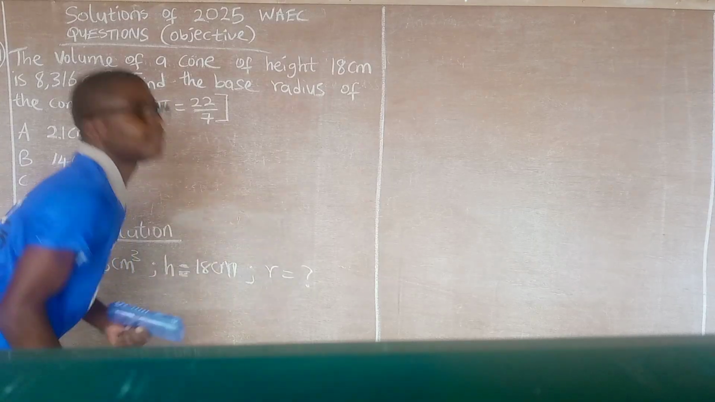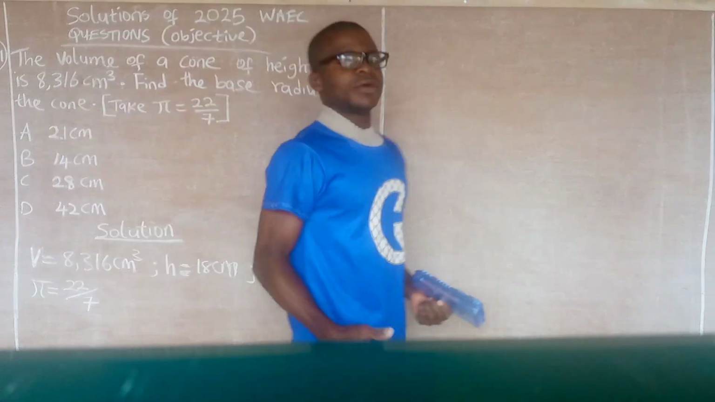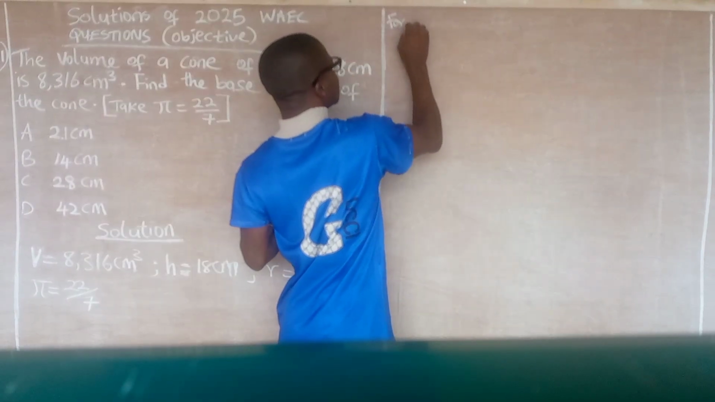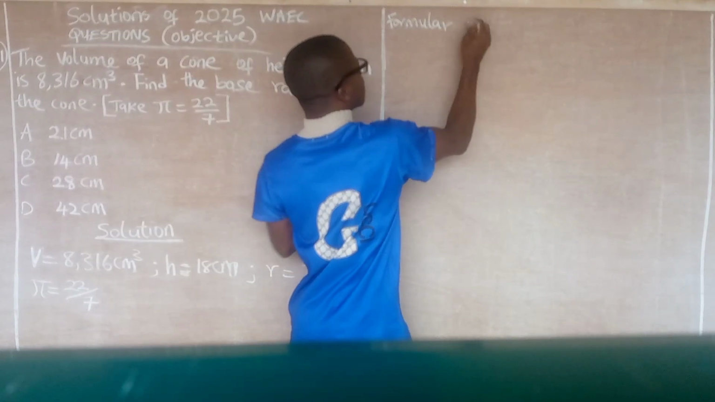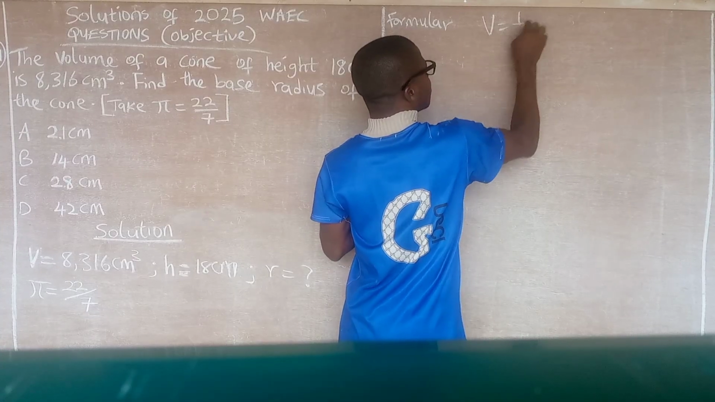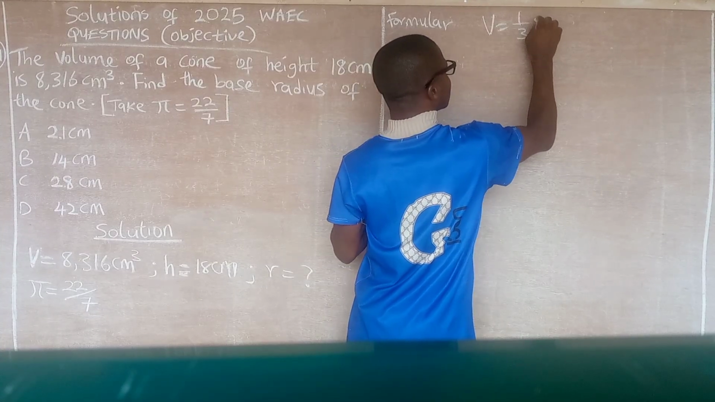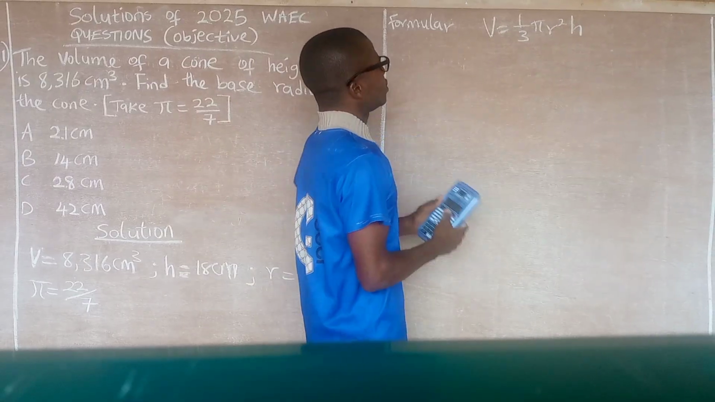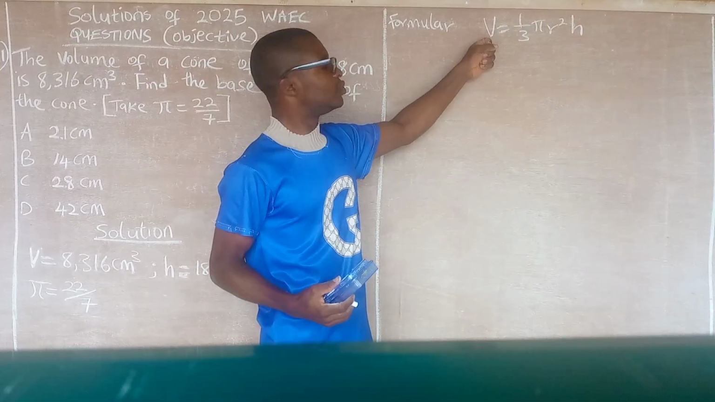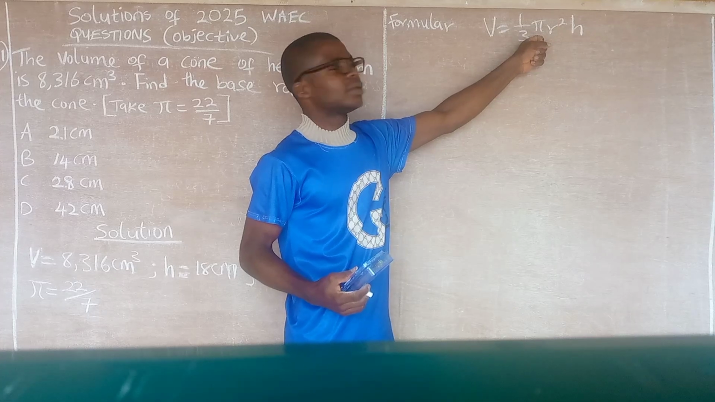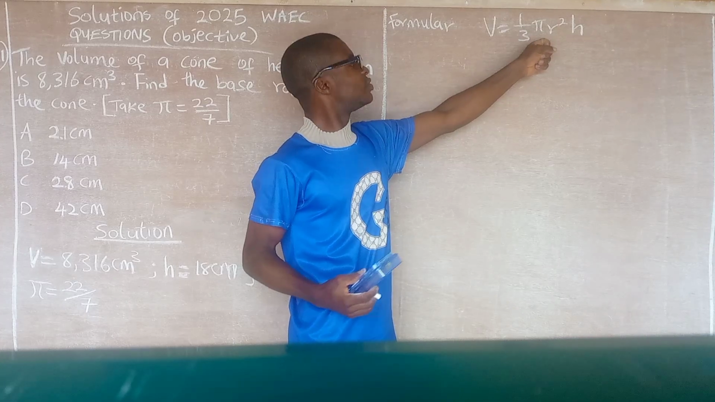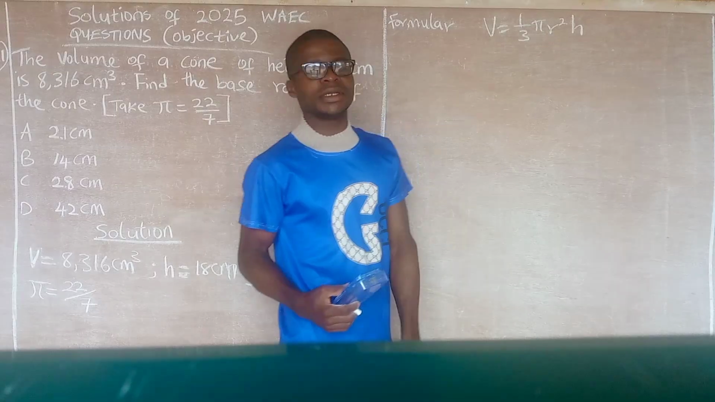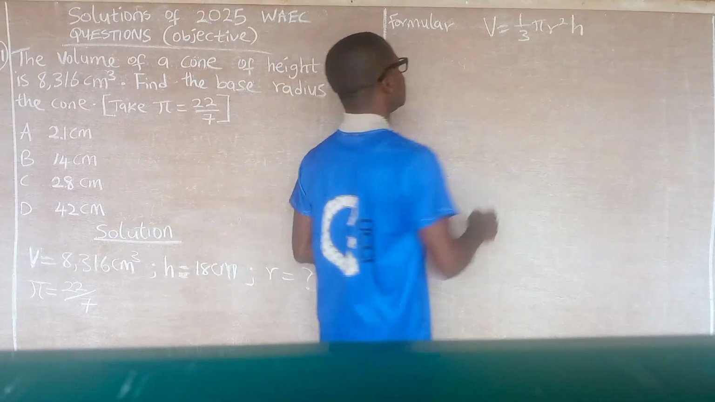22/7. The formula for calculating the volume of a cone is 1/3 pi r squared h. V is the volume. Pi equals 22/7. R is the base radius of the cone. H is the height of the cone.